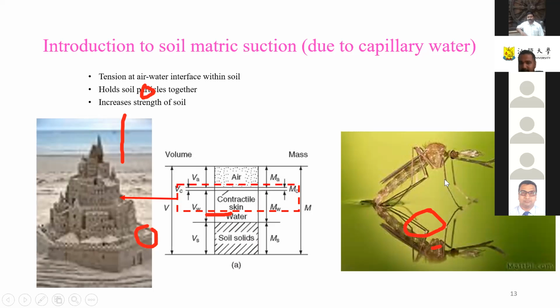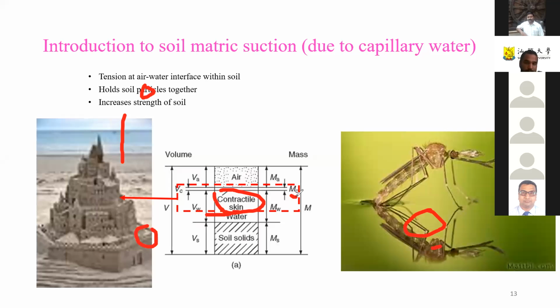Similarly, we know insects can float on the water surface, because the strength of the air-water interface between the legs of the insect and the water helps the insect to float. So this contractile skin is very thin, but it is very powerful. It is that particular thin contractile skin which is written here. You can see MC here, which is actually controlling the strength, and when we talk about the strength of unsaturated soil, it determines the major proportion of it.